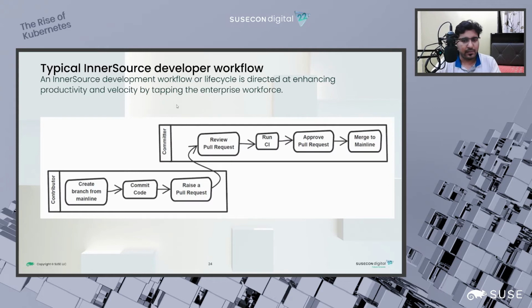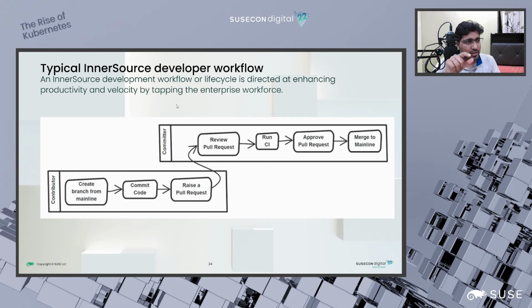Typical inner source is very simple. You have a committer and you have a contributor. The contributor will create a branch from the main line, or a fork. Then on that branch, he will commit a little bit of code for his enhancement. Then he will raise a PR. Now the trusted maintainer or the committer, who has the privileges for the main line, meaning the actual production deployment of the main branch, will review the pull request.